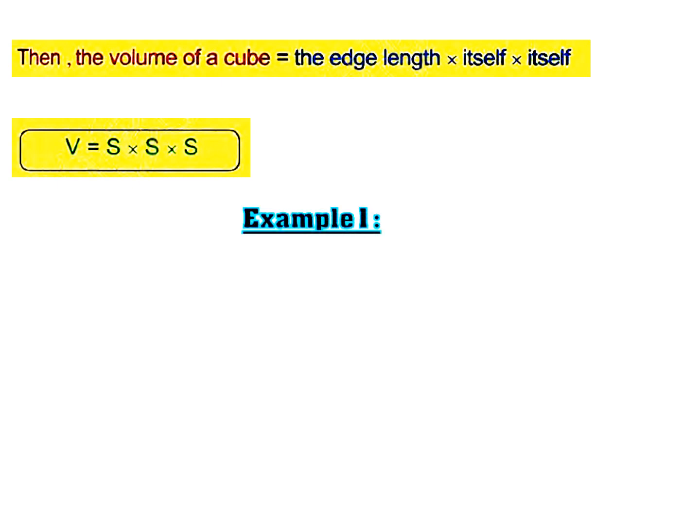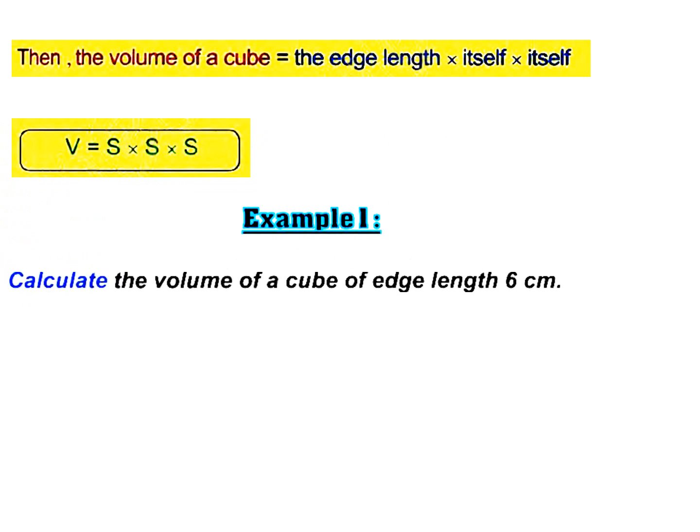For example, example number 1: calculate the volume of a cube of edge length 6 cm. He gave me the edge length, called S. S equals 6 cm. As we know, the rule of the volume of the cube equals S times S times S. I will replace S with 6 cm: 6 times 6 times 6 gives me 216.